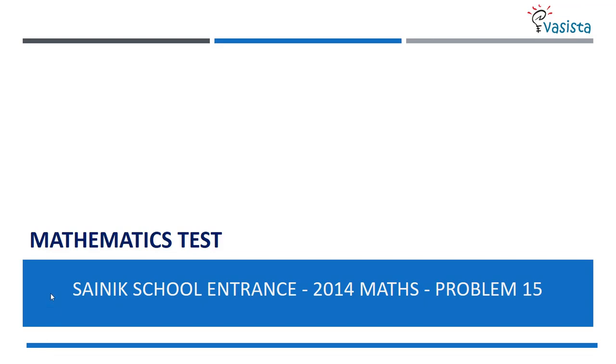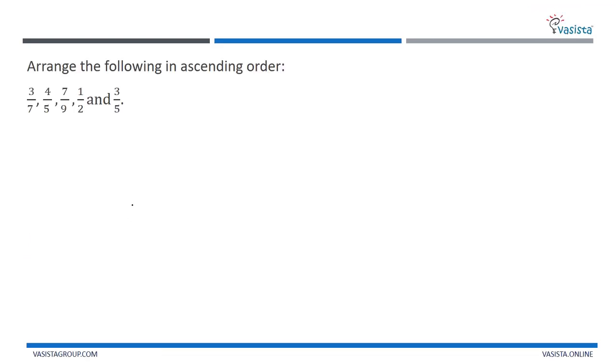Let me go with problem number 15. Here we need to arrange the following fractions in ascending order. There are two methods you can adopt. The first one is taking the LCM of the denominators, which I showed in the 2015 question paper. The second is to directly divide and work on it.